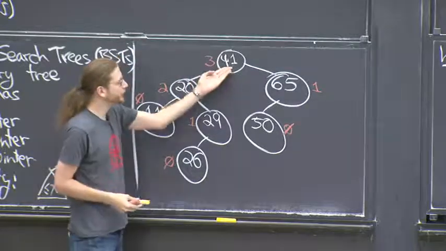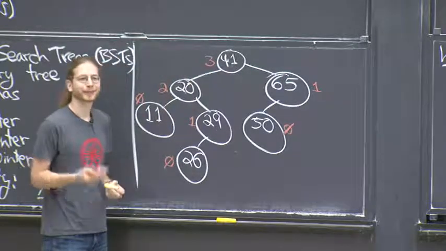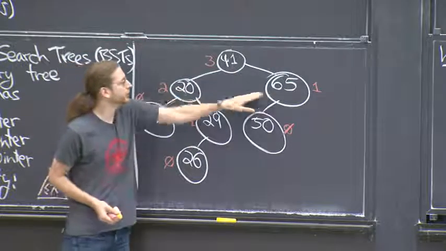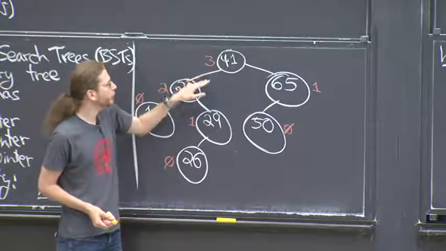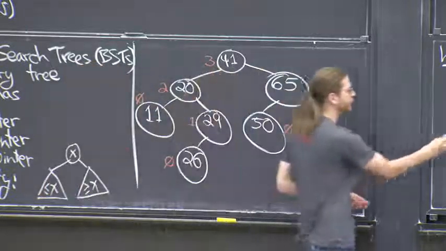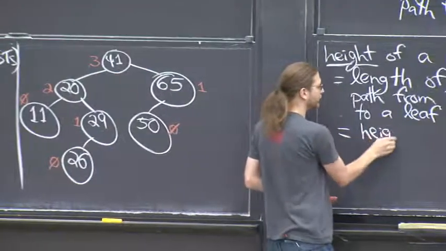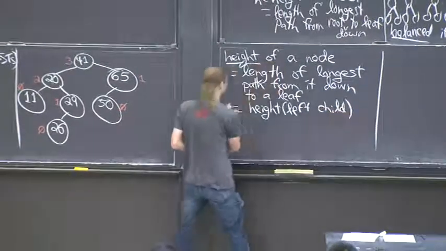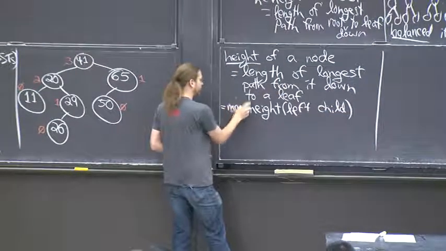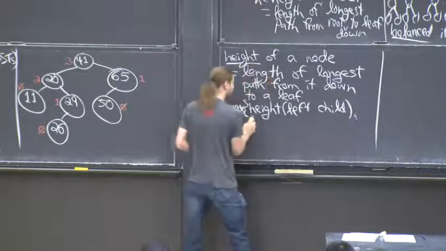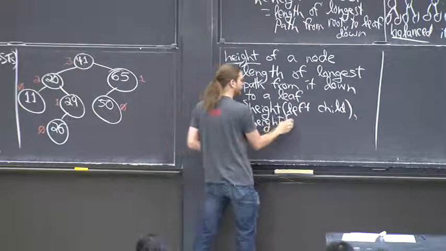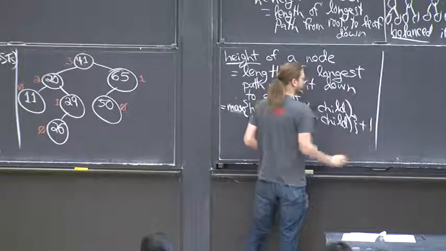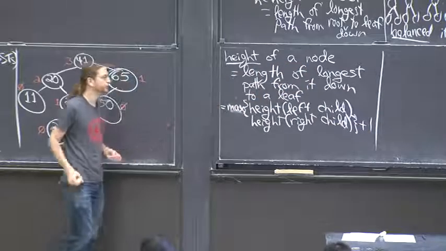How do you compute the height of a node? Anyone? Yeah. Max of the height of the children plus 1. You take the max of the height of the children. Here, 2 and 1. Max is 2. Add 1, you get 3. So this is just a formula: the height of the left child maxed with the height of the right child, plus 1.